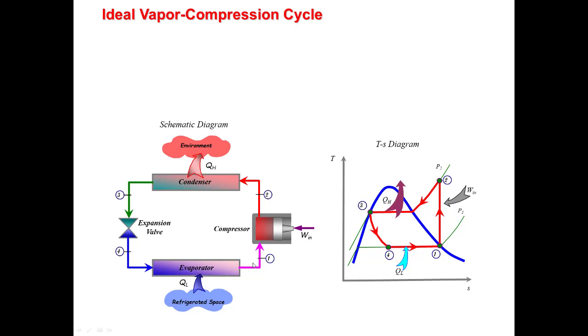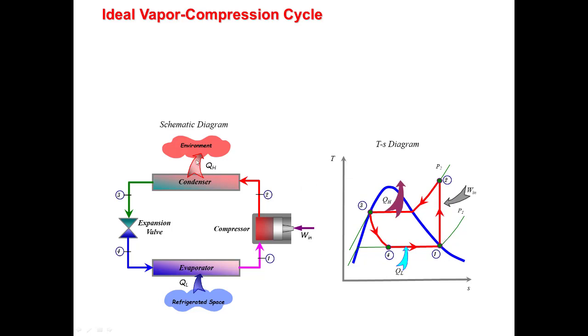Now 4-to-1 process is the evaporator in which the heat is absorbed. You can see 4-to-1 is the absorption of heat, the cooling effect which is produced in the evaporator. So the QL is absorbed in the evaporator. After the evaporator it is compressed, so isentropic compression from 1 to 2.